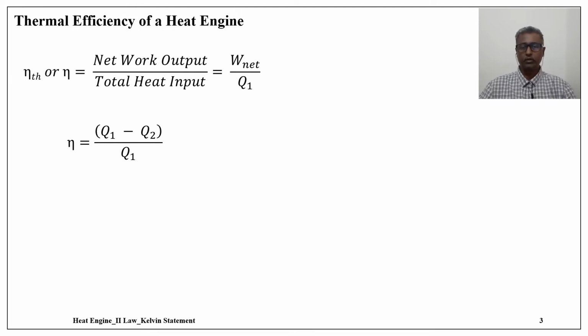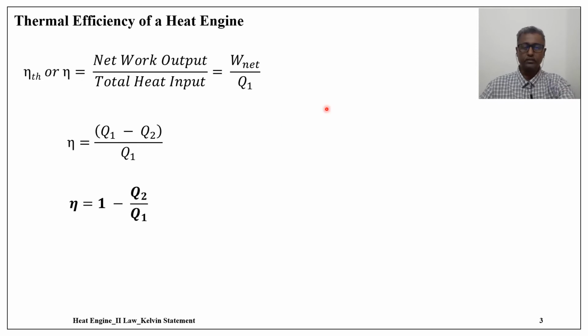What is the W net? W net is the net work delivered by the engine. From the first law applied for a cycle, we know net work transfer is equal to net heat transfer. So what is the heat transfer? It is equal to Q1 minus Q2. Therefore, instead of W net, we substitute Q1 minus Q2. This can be rewritten as 1 minus Q2 divided by Q1. This is the equation for calculating the efficiency of a heat engine.